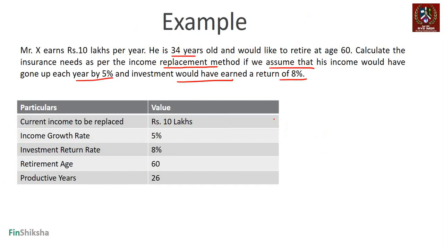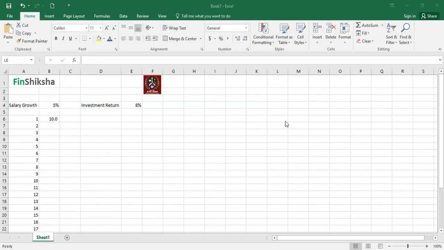So the first thing we have to find out is for how many years this guy is going to work. That's 26 years. Retirement age is 60. Investment return rate is 8%. Income is going to grow at 5%, which means today it is 10 lakhs. Next year it'll be 10 lakh growing at 5%, right? Let's try and calculate the insurance cover needed.